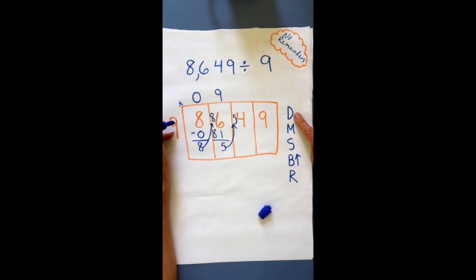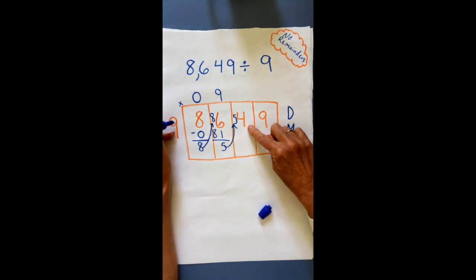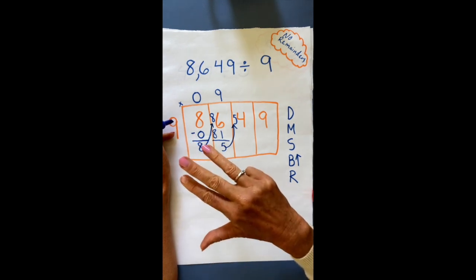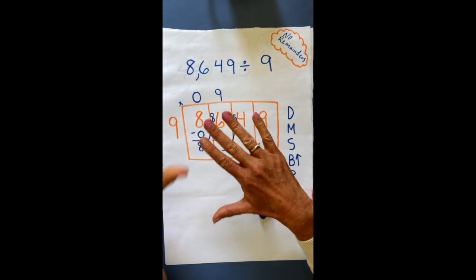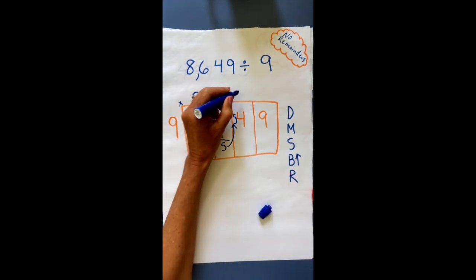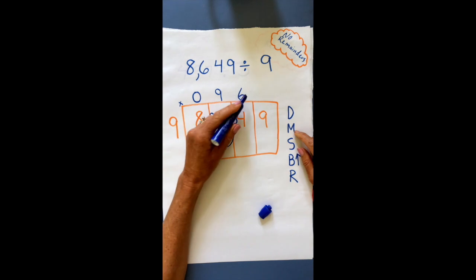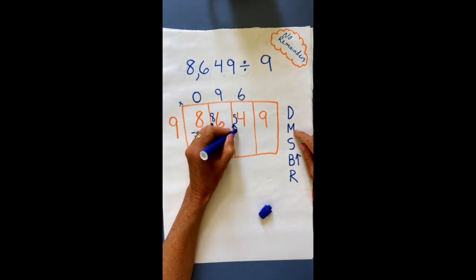Okay, so divide is always how many? How many 9s are in 54? 9, 18, 27, 36 and 45, 54. Oh, it looks like it's exactly 6. Now I'm going to multiply. 6 times 9 is 54.